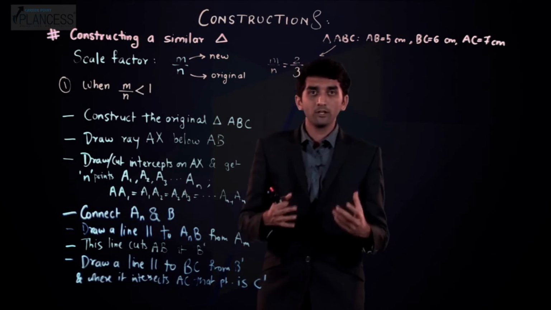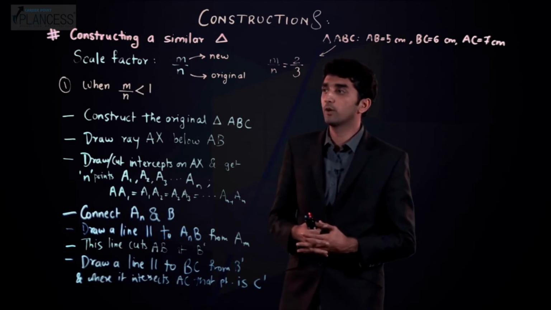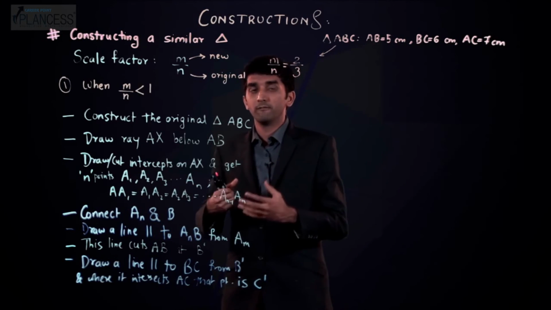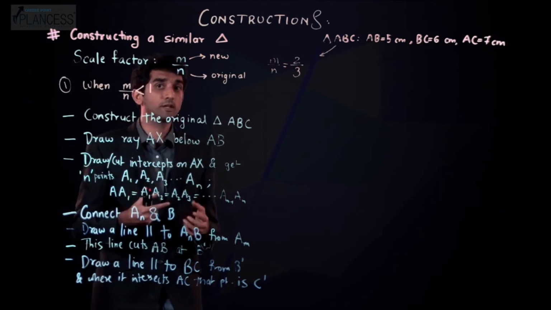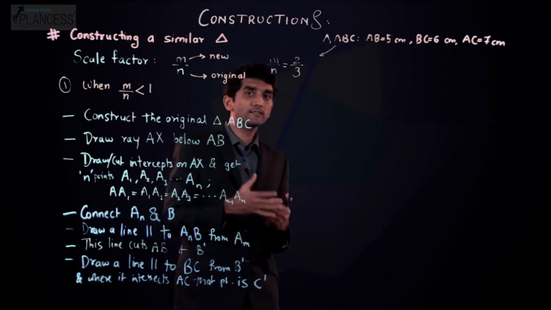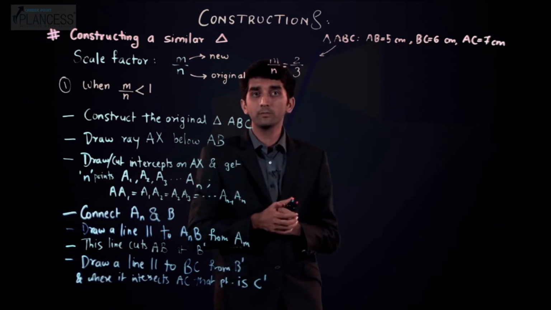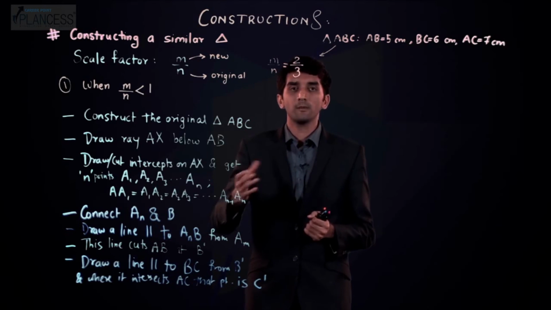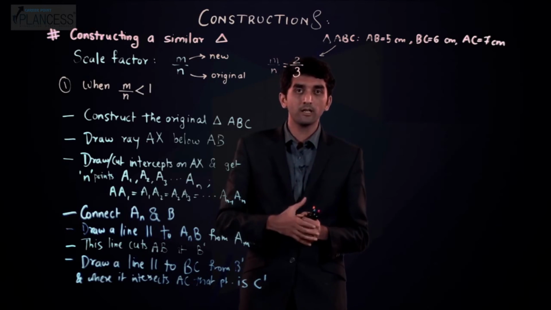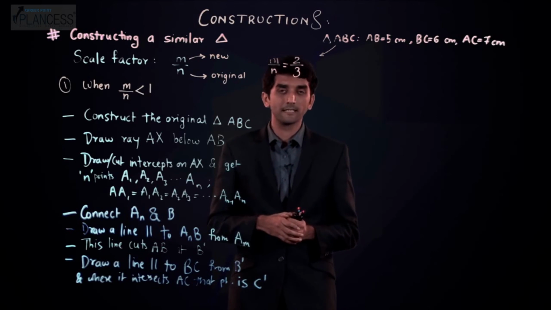So now, after knowing this, next we are going to do the same thing where we are going to draw a similar triangle, but this time the scale factor is going to be greater than 1. So more or less a similar method, but there are going to be important deviations from this which we are going to learn in the coming section of constructing a similar triangle with scale factor greater than 1.